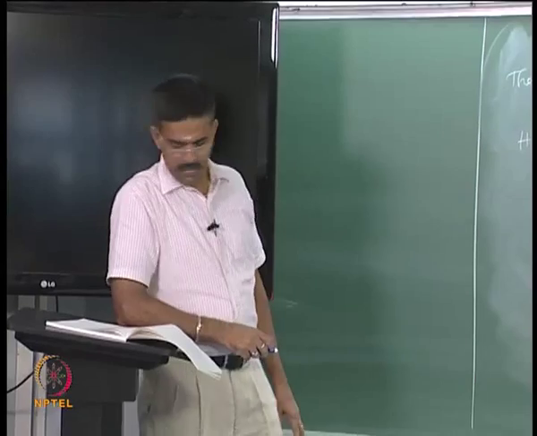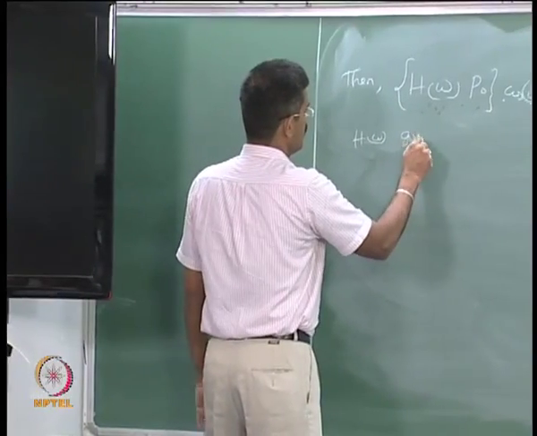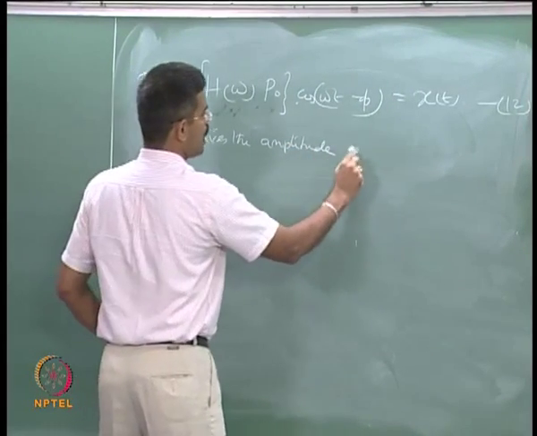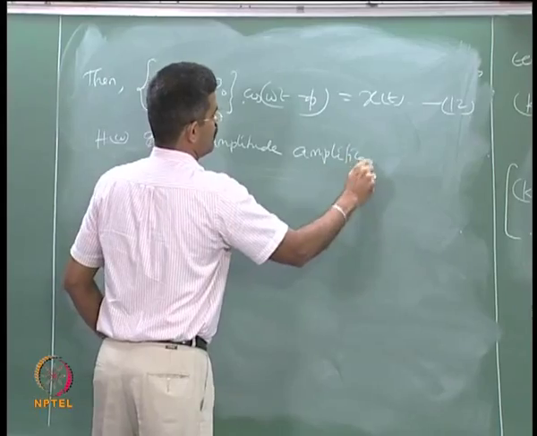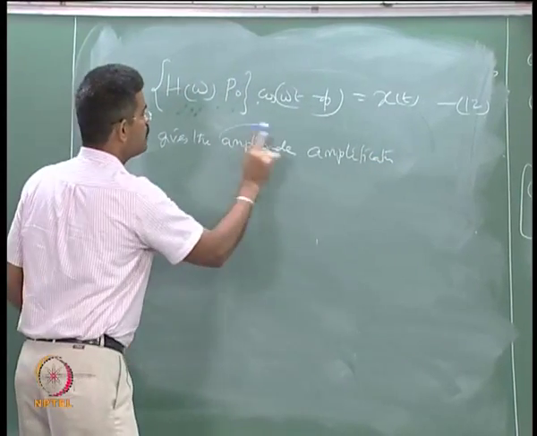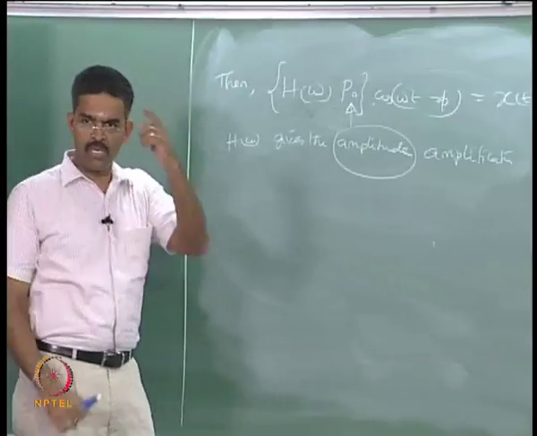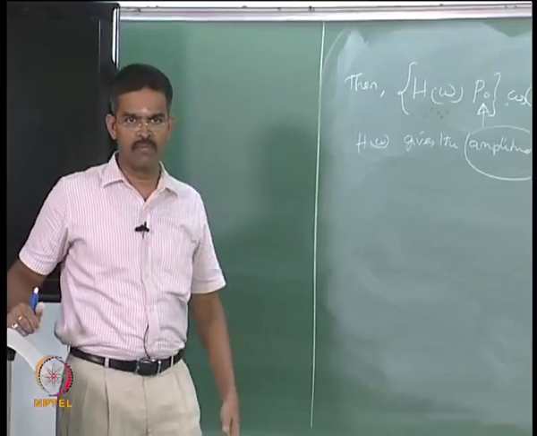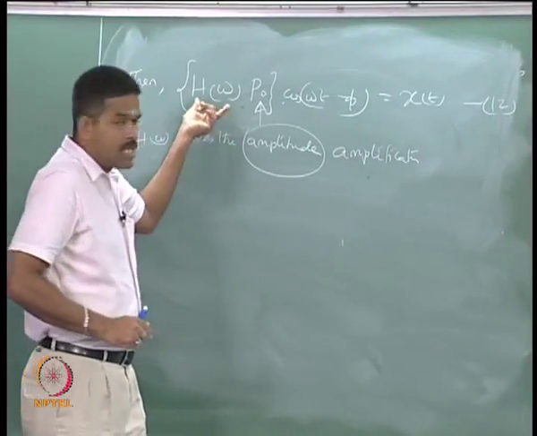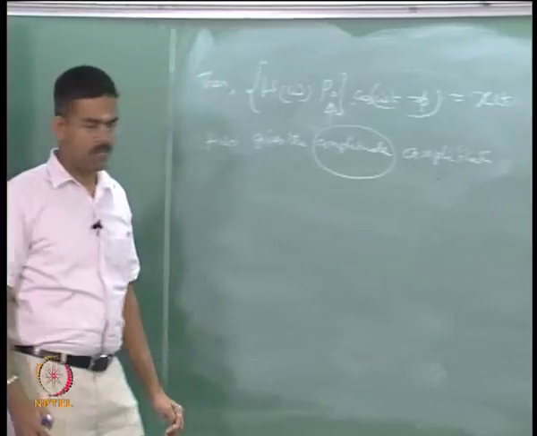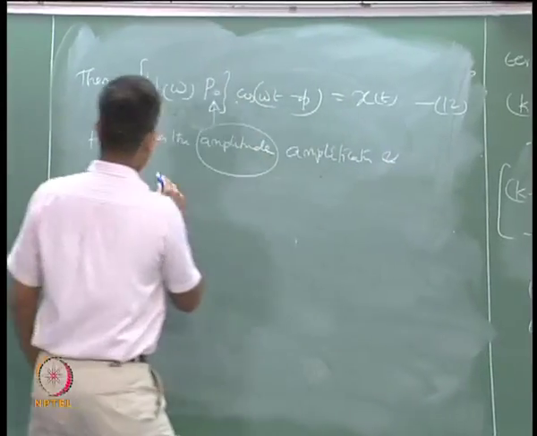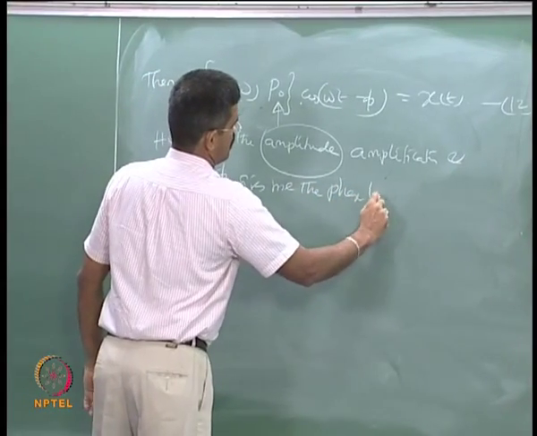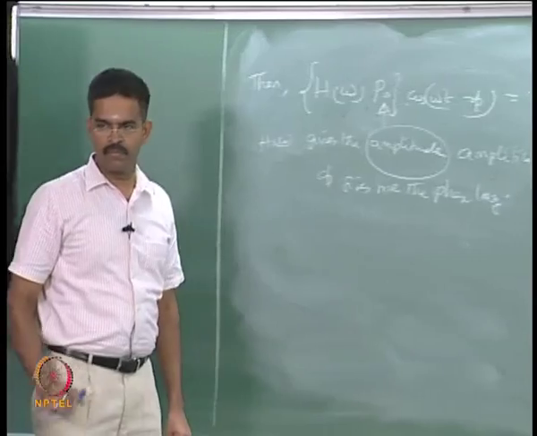So H omega gives me the amplitude amplification. What is going to be amplitude? P0 is my amplitude, okay. You see the forcing function, it is P0 cos omega t. So P0 is the amplitude of the forcing function. Amplification is this content, magnification, and phi gives me the phase lag.